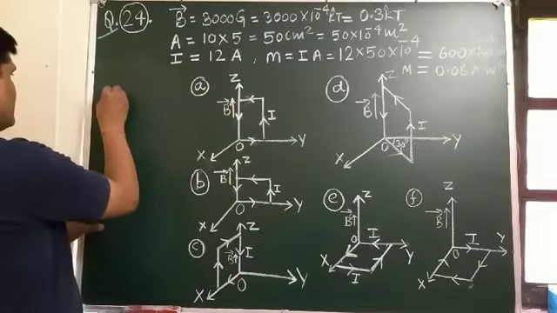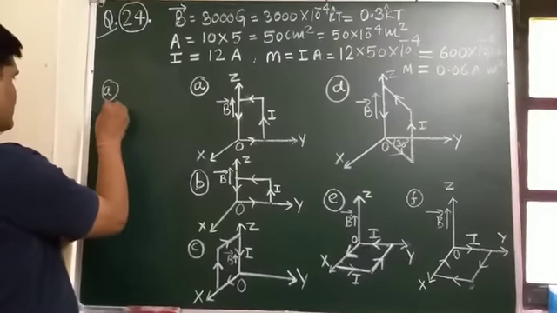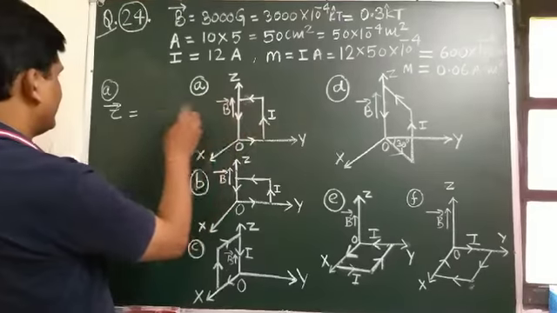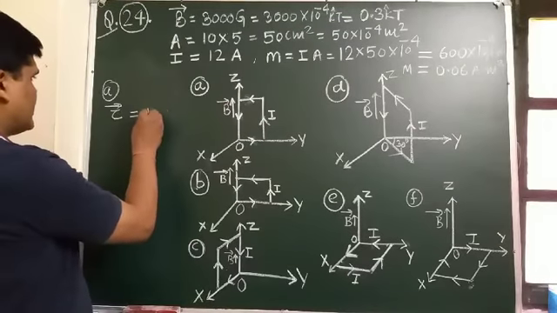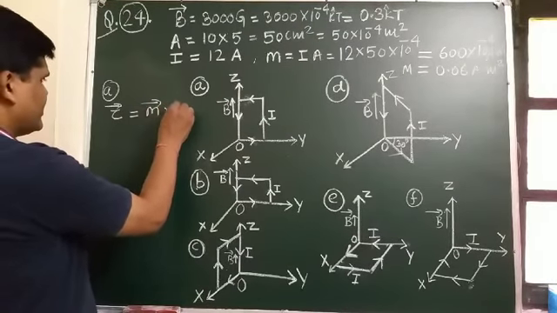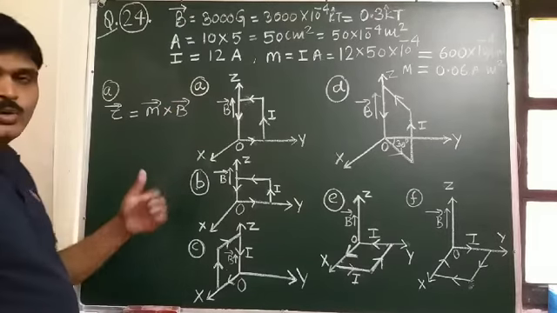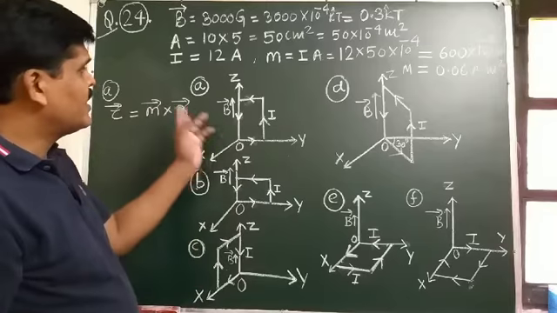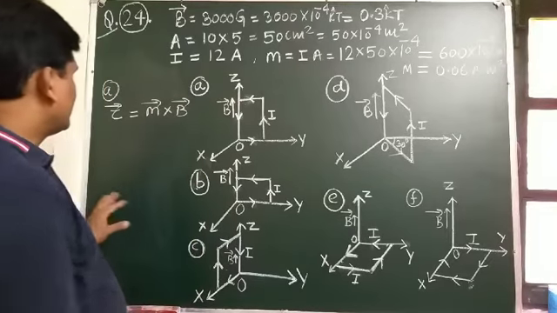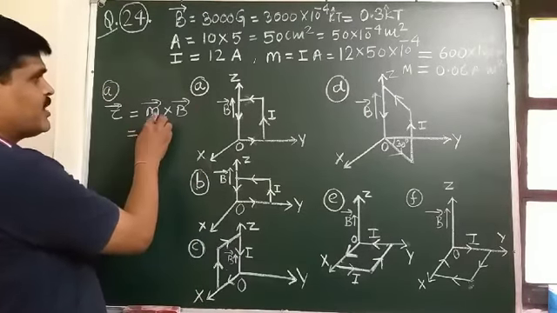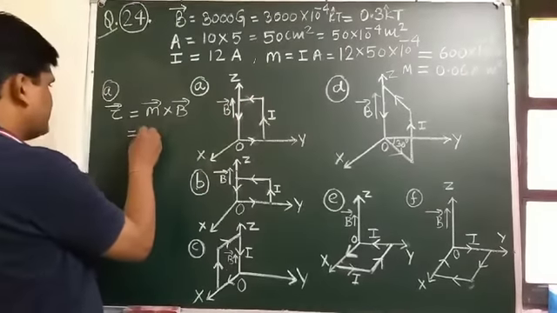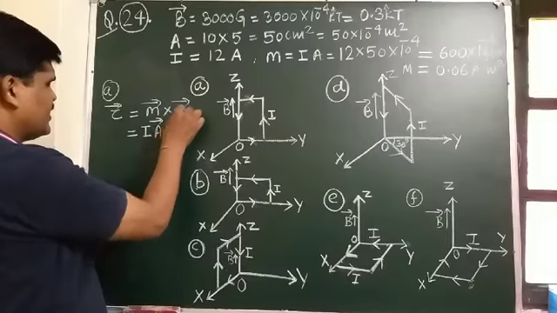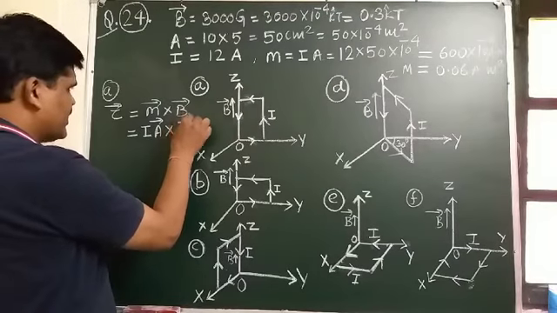So first, the torque on rectangular loop A. We know the formula: tau is equal to M cross B, and in magnitude tau is equal to MB sin theta. So torque equals M cross B. And students, here M can also be written in vector form as I A. Clear? And here the magnetic field is B.